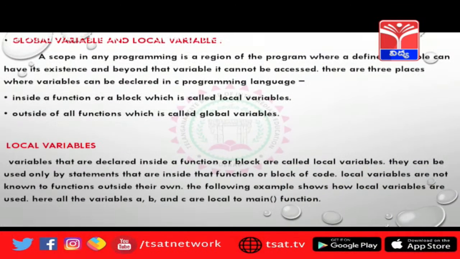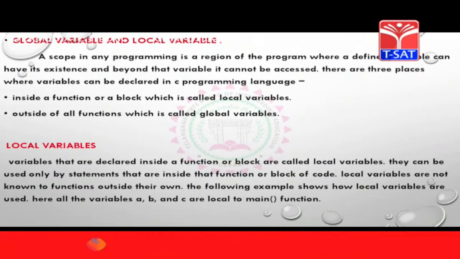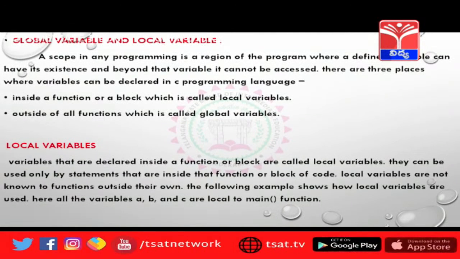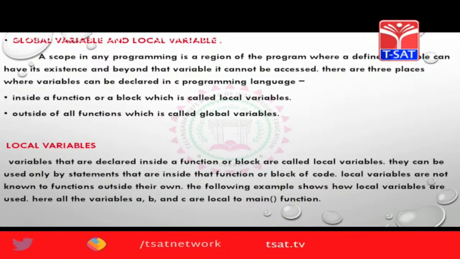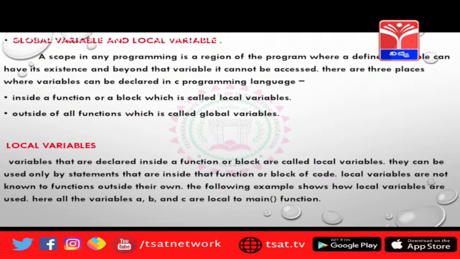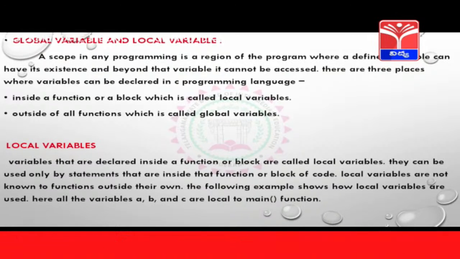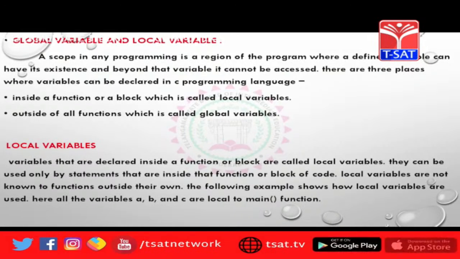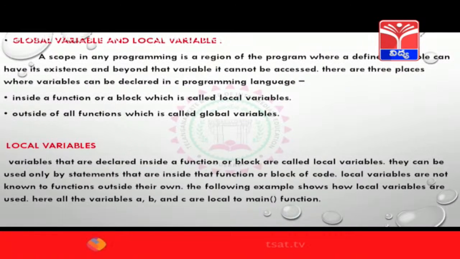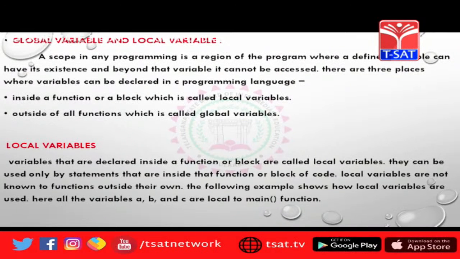The next topic is global variable and local variable. Why are we using global and local variables? This is an important question for your final examination. First, see what a global variable is. The scope in any programming is a region of the program where we define the variables, where a variable can have its existence, and beyond that the variable cannot be accessed.